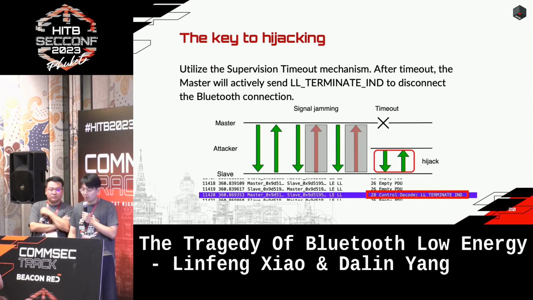And finally, we are able to track the BLE hopping, and we need a method to hijack it. This mechanism is called supervision timeout. We interfere with the data returned by the slave repeatedly. After several times, the master will think the slave has disappeared. So the master actively sends a terminate command to disconnect this link. At this point, the hacker can take advantage of the opportunity and seize control.